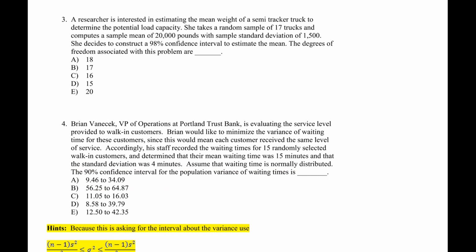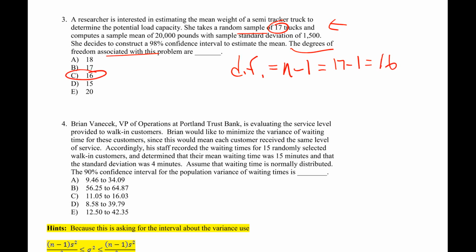Next problem here actually gives all this information, but it just wants the degrees of freedom. So remember, the degrees of freedom is the sample size minus 1, and it looks like the sample size is 17. So my degrees of freedom would be 16.